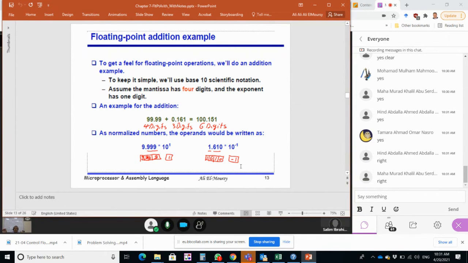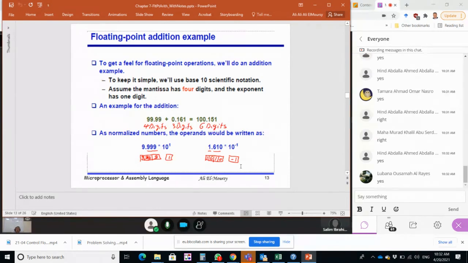Remember something, these five storage slots are enough to store the number, as you can see here. The first number actually has 4 significant digits. The second number has only 3 significant digits. Right? Agree? Make sense? Right.